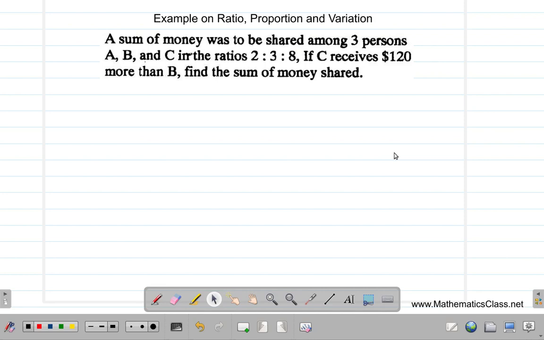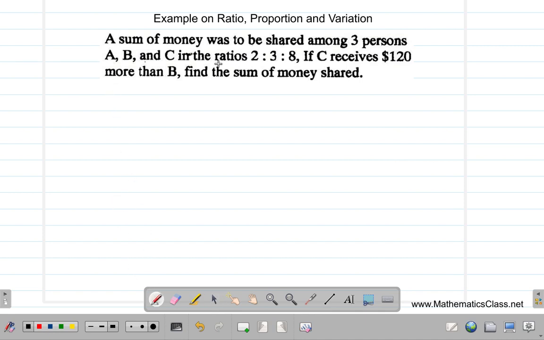This is an example on ratio, proportion, and variation. I want you to pause the video and work it out. Okay, you've paused the video and you worked it. Let us go through it.